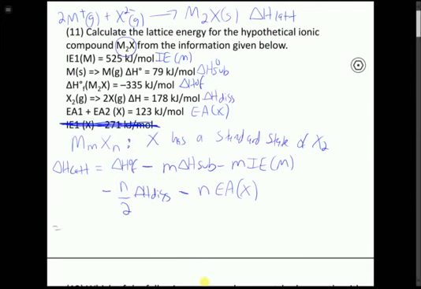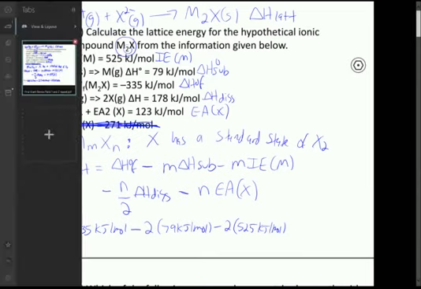So with all those caveats in mind, for this one we can just plug the numbers straight into this equation. So we have a formation enthalpy of minus 335 kilojoules per mole. We're going to subtract M times the delta H of sublimation. So our formula is M2X, so we need to have 2 of these in there, 2 times the sublimation enthalpy, which is 79 for this compound, minus 2 times the ionization energy for the metal, which is 525.